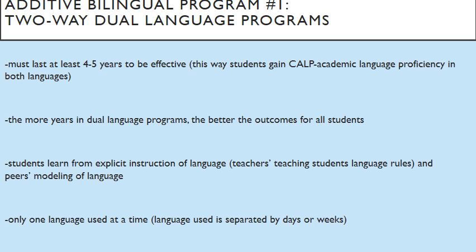So even if, let's say, they don't take their second language for half the day during junior high or high school, at least they've had a strong, firm background where they have become fluent in both languages. Ideally, though, of course, the more years in dual language programs, the better.